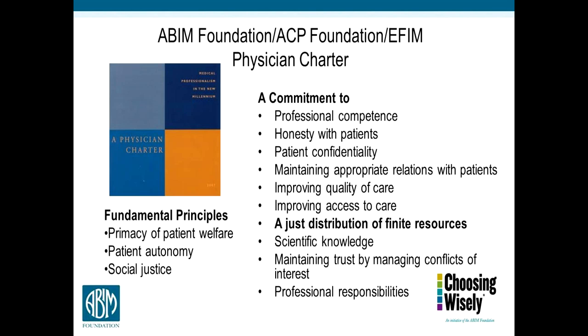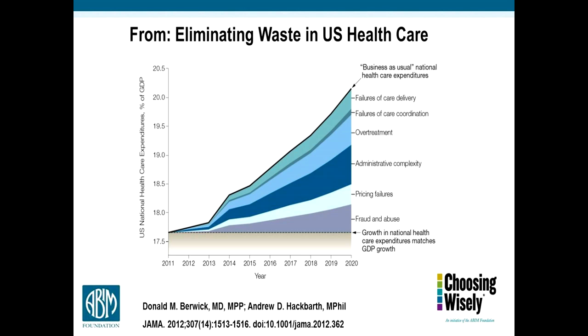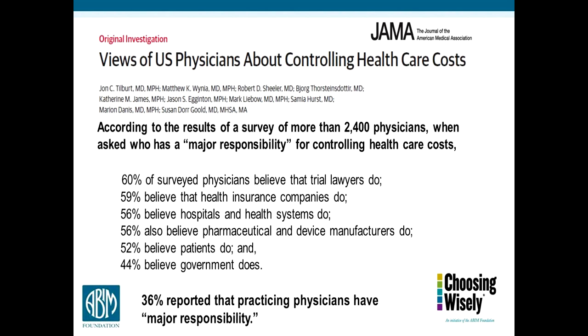This notion of just distribution of finite resources, when this document came out, was seen as being in conflict with the primacy of patient welfare. And I think it's that notion of trying to hold both resource use and quality and the idea of doing what's good for the patient does have an intersection. We do think there's an intersection between quality and cost and doing no harm to patients. The problem that we have in America is related to this area of overtreatment, which represents $200 billion per year. But we think what is more important is this responsibility of physicians in this arena.